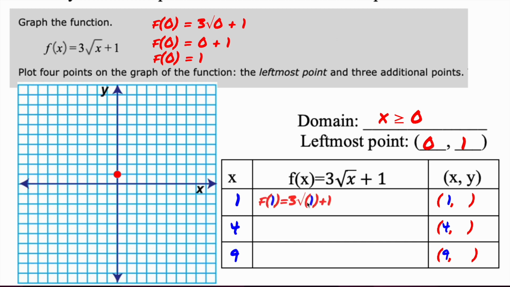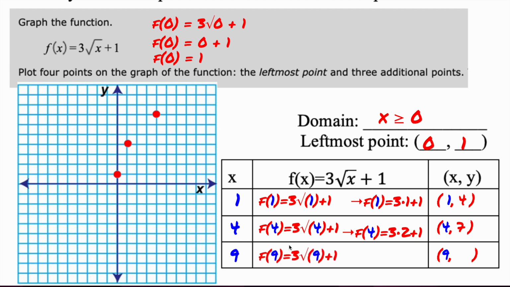So if I plug in 1 here, I have 3 times the square root of 1 plus 1. So the square root of 1 is 1. 3 times 1 is 3, plus 1 is 4. So there's my first point. And then I have f of 4 equals 3 times the square root of 4 plus 1. So the square root of 4 is 2. So 3 times 2 is 6, plus 1 is 7. So there's my third point, my second of the 3, but third point technically because of my leftmost point.